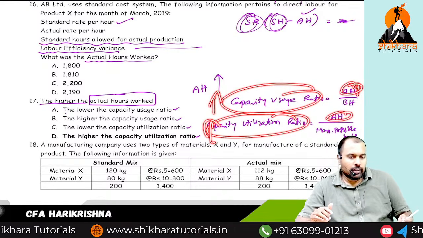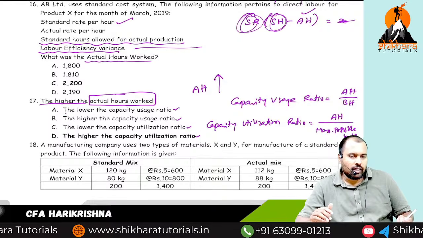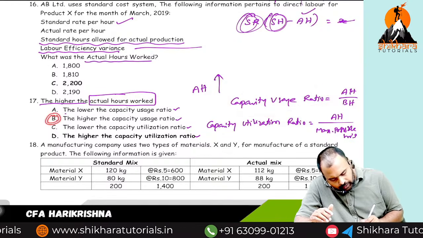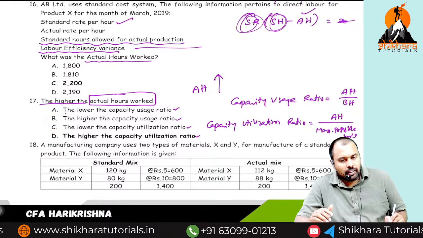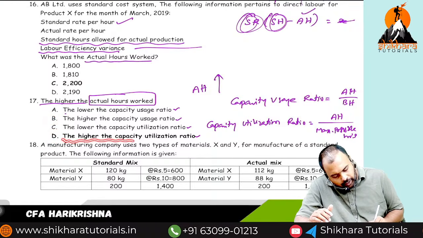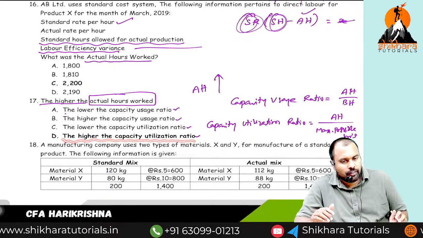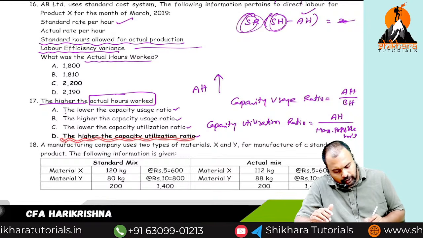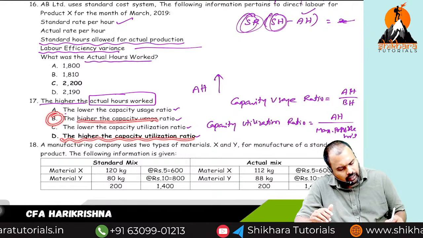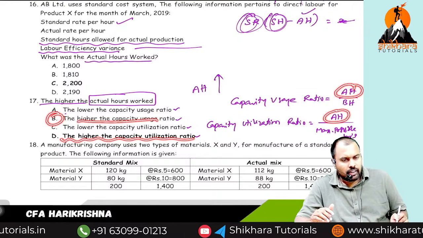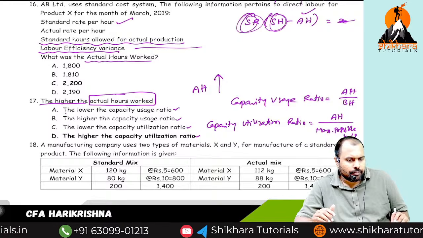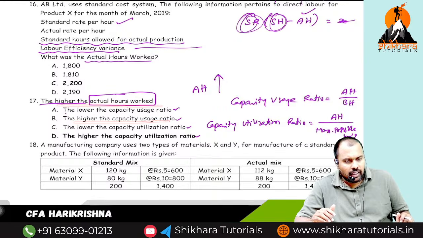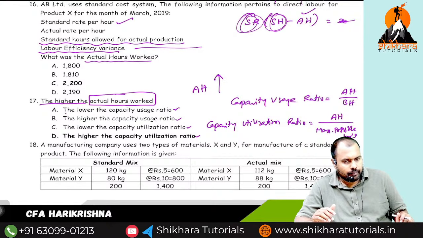If the numerator is higher, obviously the ratio will also become higher. So both answers are correct, B and D both are correct. But specifically we are giving this one because it is one of the past examination questions of CMA, and they have given this as an answer, which is absolutely a mistake. Anyhow, B is also correct because in both cases AH is in the numerator only. Both ratios will get higher if there are higher actual hours worked. Clear?